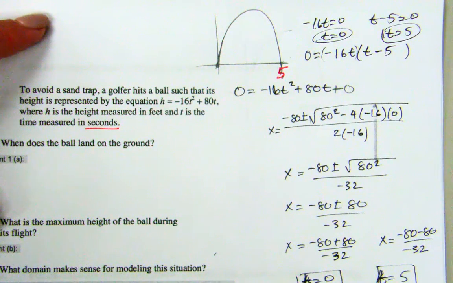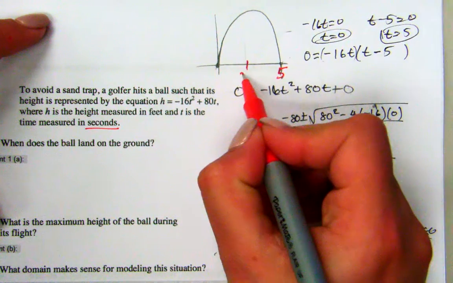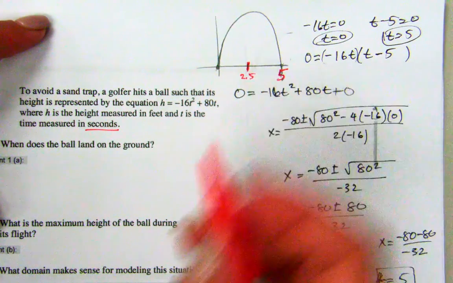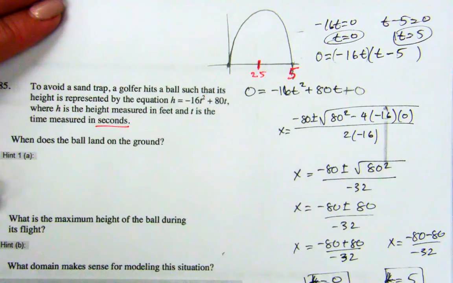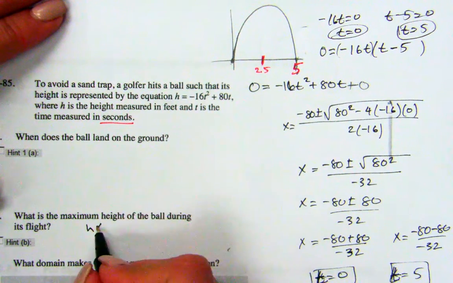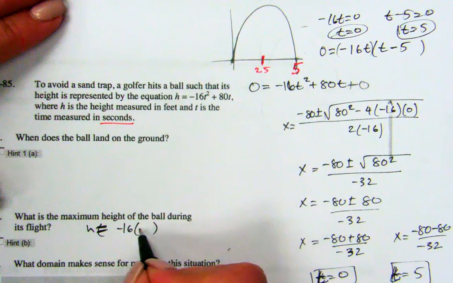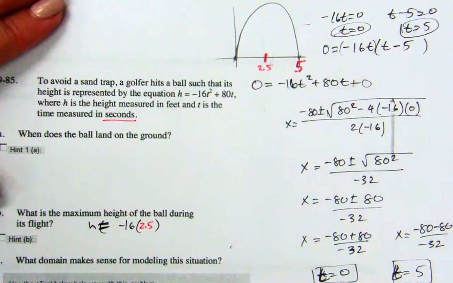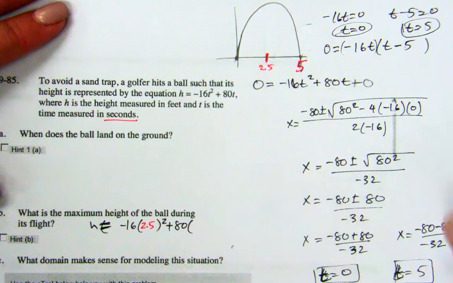What's the maximum height of the ball during its flight? Oh, well, we have the equation, so this can work in our favor. So if it lands at 5, that means halfway through is 2.5 seconds. So if your x value for halfway through is 2.5, then plugging it back into the equation should give you how high the ball goes. So the height is going to be equal to negative 16 multiplied by, so we found that it was 2.5 in the middle, because we want to know its maximum, squared plus 80 times 2.5.